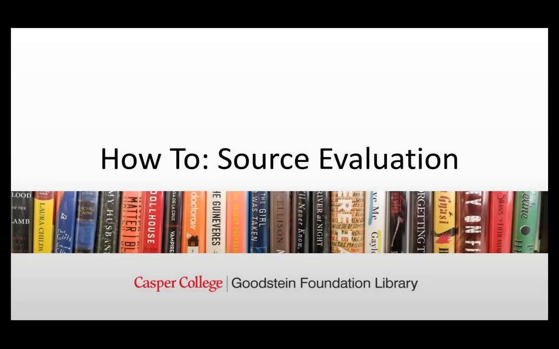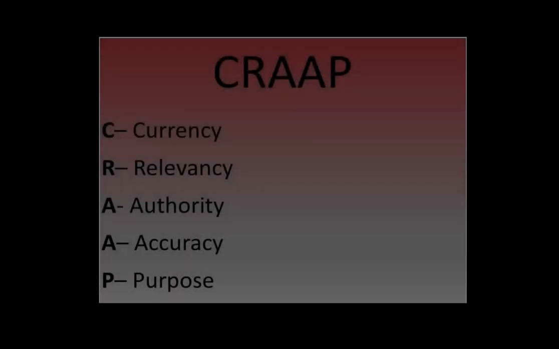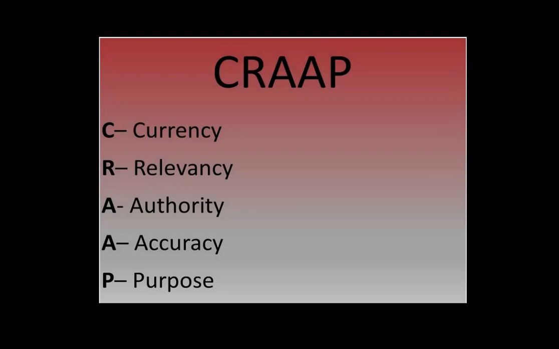Today we're going to talk about evaluating sources of information. There's so much information available out there, it's really important that you evaluate your sources to make sure they meet your needs. In library land, we like to use the CRAAP method for looking at a source of information. It's easy to remember and kind of fun to say. Each letter stands for one of the features you should be looking for.